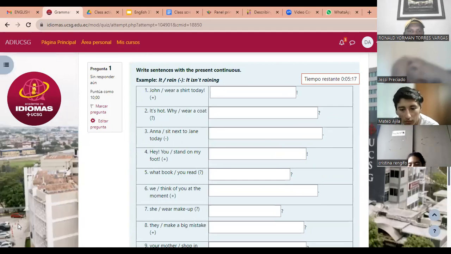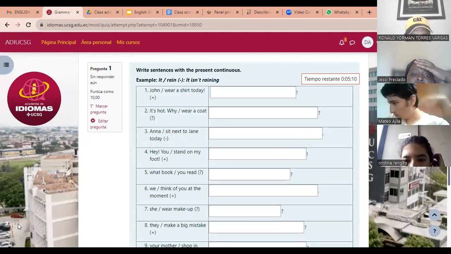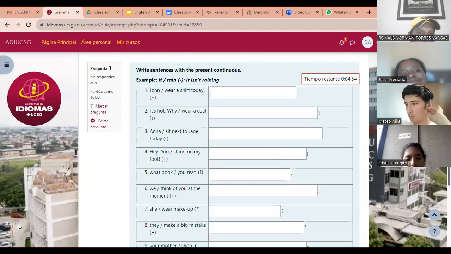Okay, Jessie, what do you think? Number 1, John / wear a shirt today. But they're always in present continuous. He is wearing a shirt today. John. Wearing a shirt today. Okay, Jessie, go ahead. John is wearing a shirt today. Good. John is wearing a shirt today. So today he's wearing a shirt. That's happening today. Okay. What about number 2?